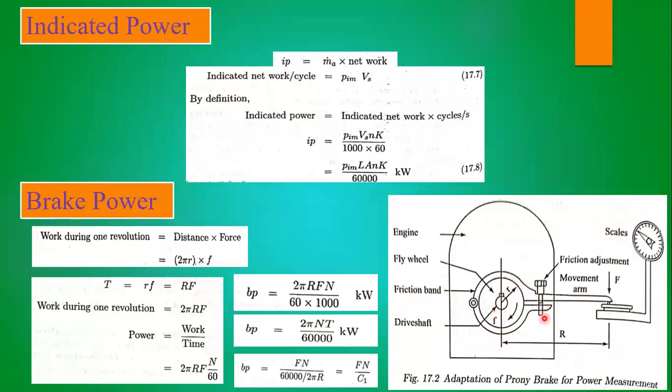So that's why we have an absorption element here. There will be an absorption device, where with the help of this device we are going to have some length of moment arm, and by having some force because of the rotation of the crankshaft, we are going to absorb that force. That means whatever force is available here is going to be measured with the help of a scale, and by having R F into N, where N is the speed of the crankshaft, it will give us the brake power.